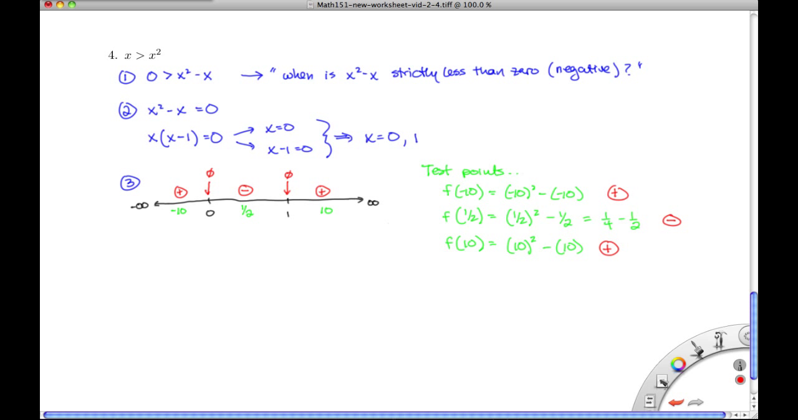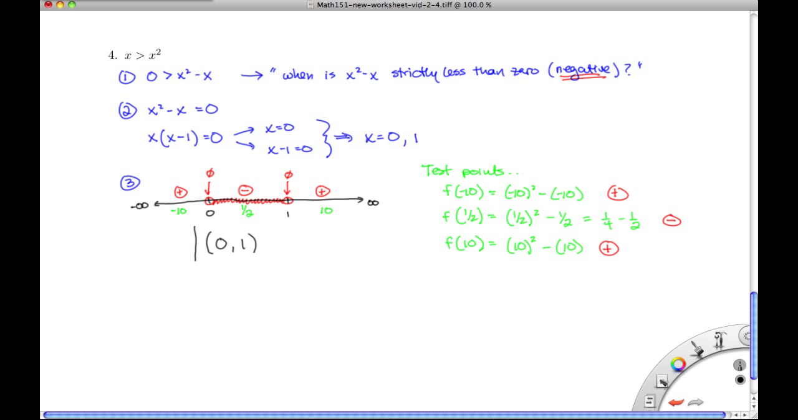When is x squared minus x, this function we just tested, strictly less than 0? Strictly less than means we're not going to include the zeros. So rather than filling in solid dots on both of these zeros, I'm going to put open dots to signify we're not using them. Then I'm going to look for the interval that my function is negative over, and that's this middle one right here, because the other two are positive. So my solution interval is going to be from 0 to 1, non-inclusive.